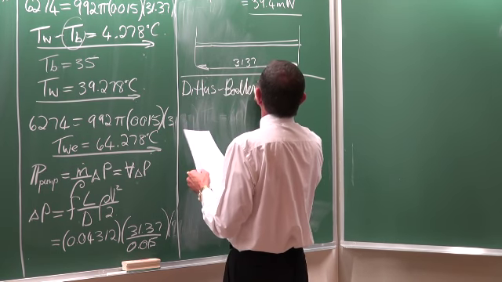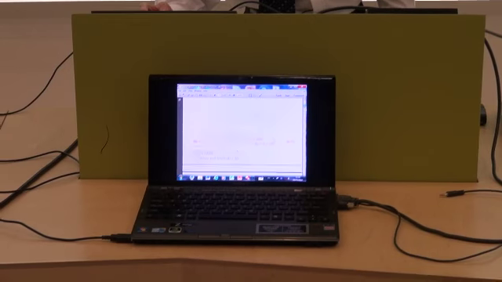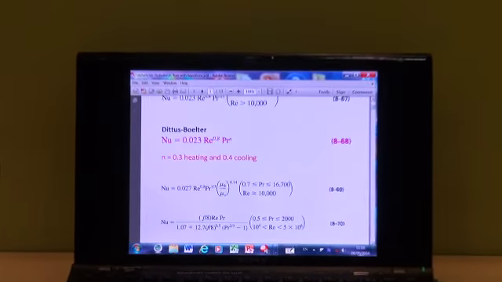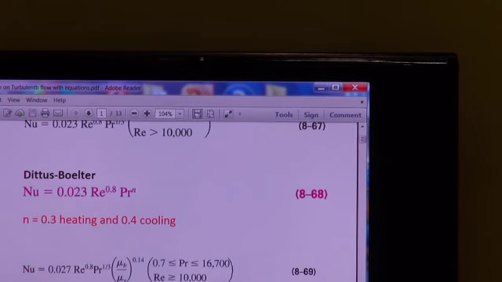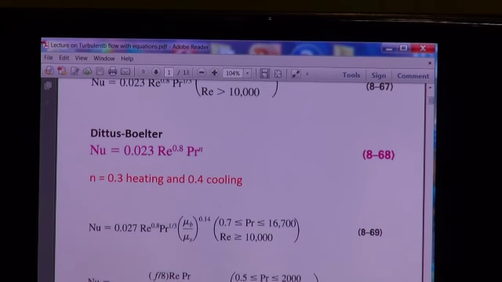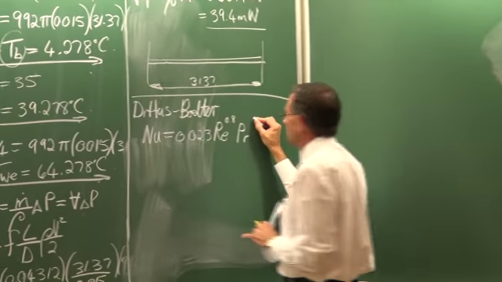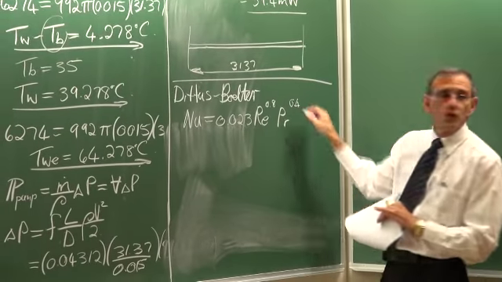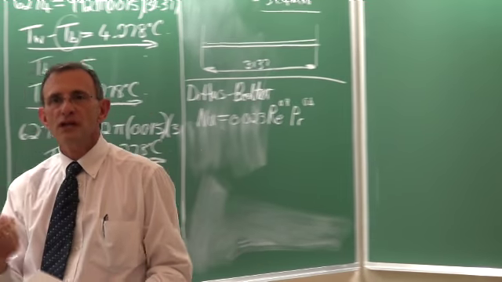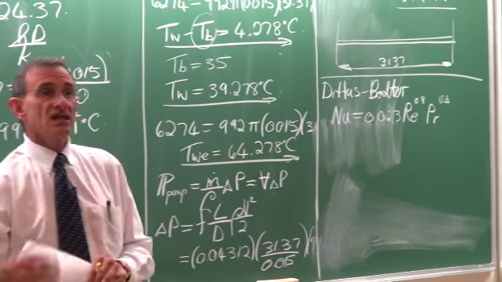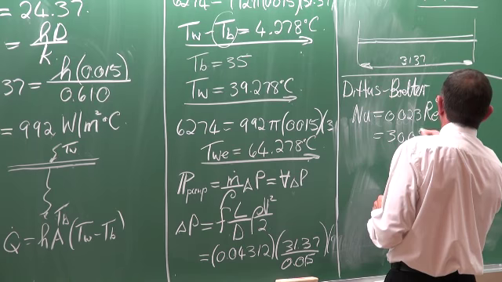The Dittus-Boelter. And let's look at the Dittus-Boelter again quickly, Aaron. There it is. The Nusselt number is equal to 0.023 Reynolds to the 0.8 Prandtl to the n, and in this case 0.4 because we do heating. 0.4 for heating, 0.3 for cooling. Okay. And the result, if you calculate the Nusselt number, is equal to 30.05.